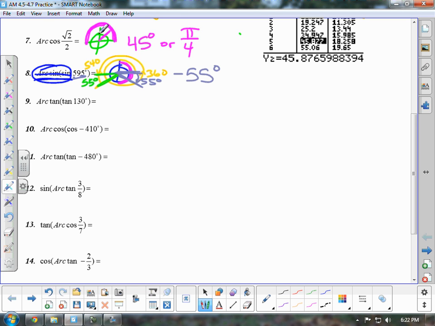Next question down says arc tangent, tangent of 130 degrees. Again, arc tangent and tangent are inverses of each other, so they go away. Looking at our unit circle, 130 degrees is somewhere right in there. This reference angle would be 50 degrees.